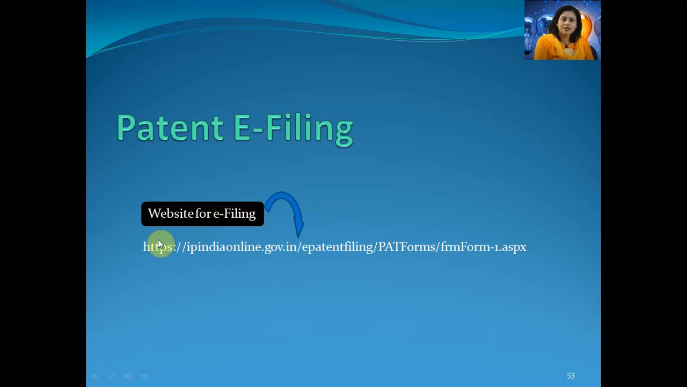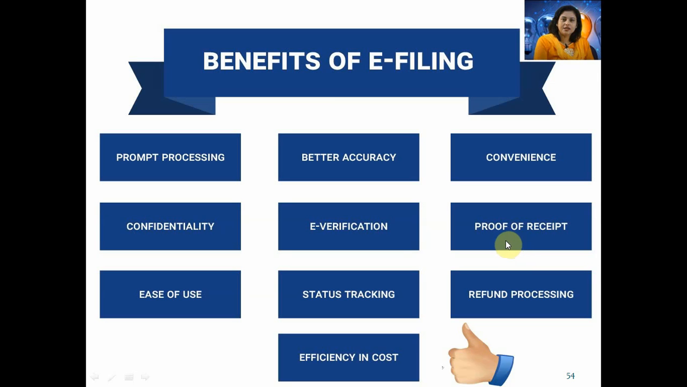For patent e-filing, you can go to this website, https://epatentfiling/patforms/frm-form-1.aspx. These are some of the benefits of e-filing. You will be getting prompt processing, confidentiality, ease of use, better accuracy, e-verification, status tracking, efficiency in cost, convenience, proof of receipt, and refund processing.